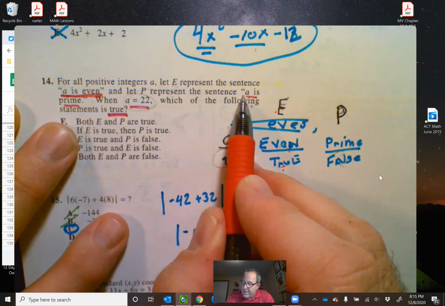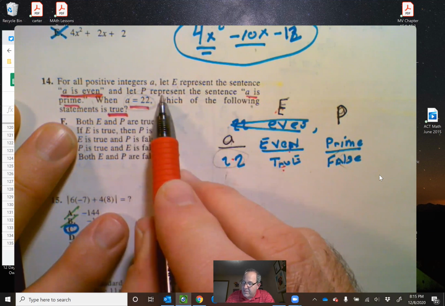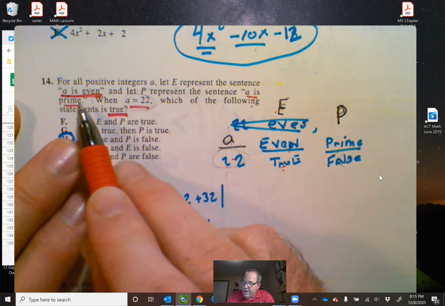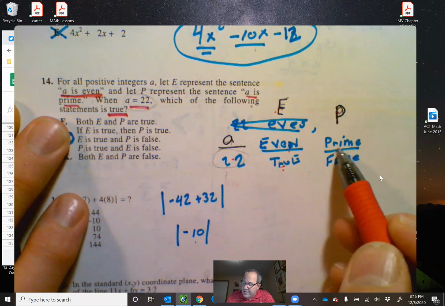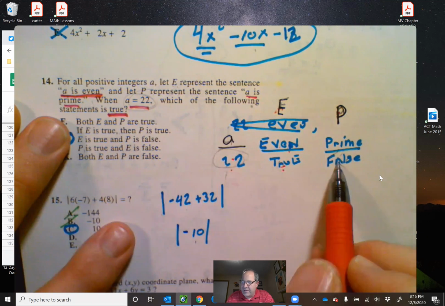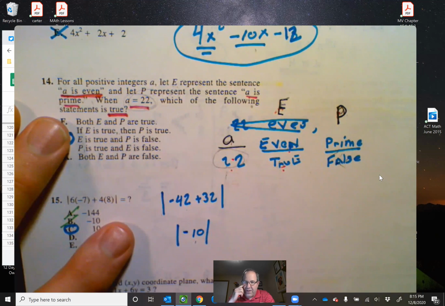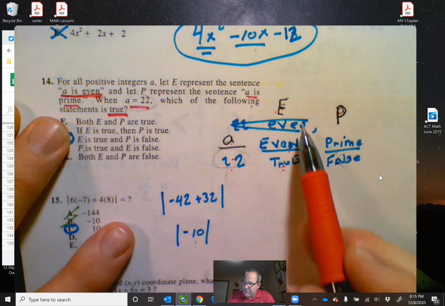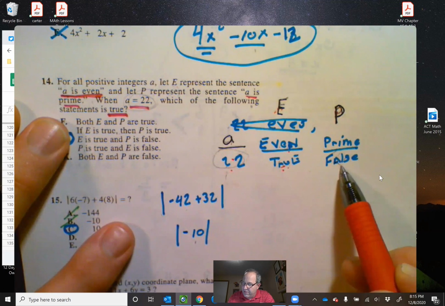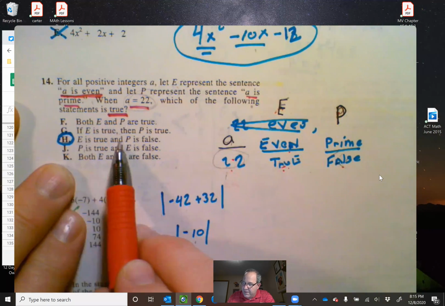And then it says, let P represent the sentence A is prime. So here's P. A is prime. Is the number 22 prime? I don't think so because 2 and 11 both divide into it, right? So E is true and P is false. So that's what my answer is.